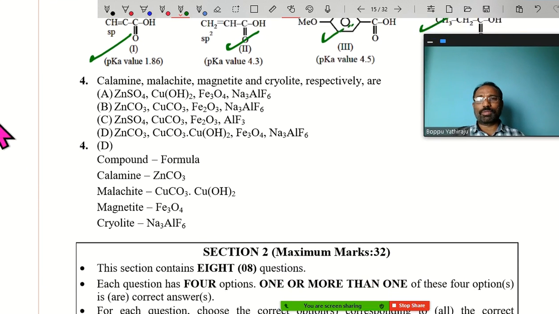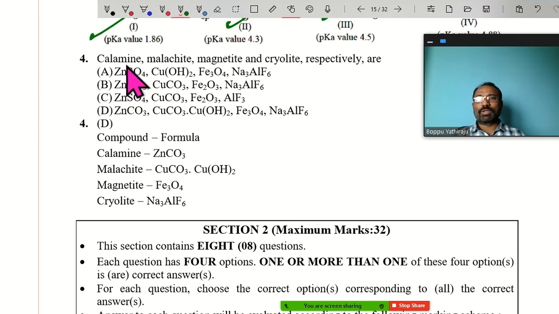Question number 4. In case of question number 4, calamine, malachite, magnetite and cryolite. Here calamine is nothing but zinc carbonate, malachite is CuCO3 and Cu(OH)2, and cryolite is Na3AlF6. Na3AlF6 is the cryolite, and magnetite is Fe3O4. So these are the formulas of calamine, malachite, magnetite and cryolite. So therefore the correct combination is D.